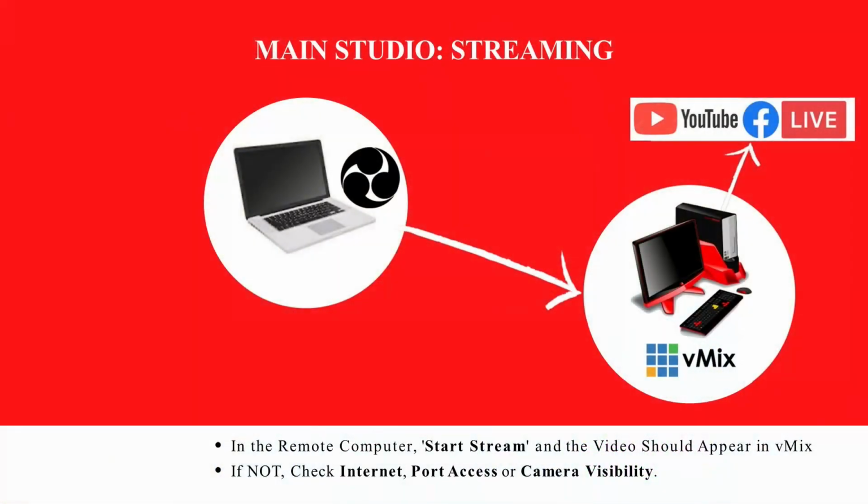So let's go back to the presentation. Now, from vMix, you are going to use the usual setup that you use when you want to stream to any particular CDN, whether it be Facebook or YouTube. So once you start streaming from your remote location on your OBS on your laptop, you should be able to receive the signal in the studio.